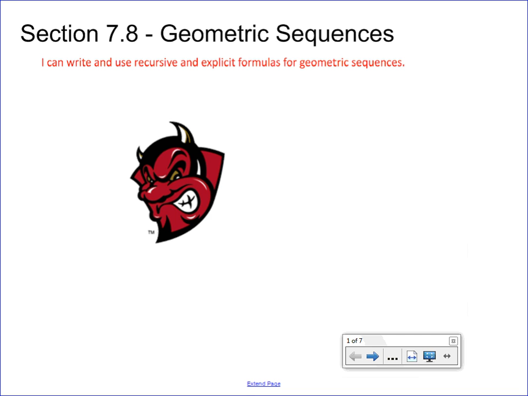Okay, today we're looking at section 7.8, which is the last section of chapter 7, and it's talking about geometric sequences. So hopefully by the end of this lesson you can say that I can write and use recursive and explicit formulas for geometric sequences.